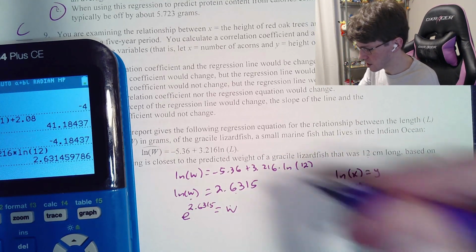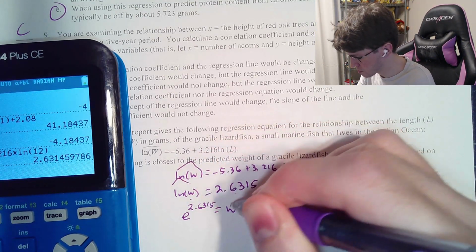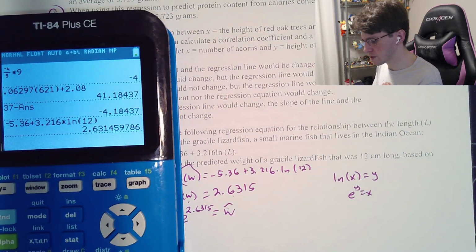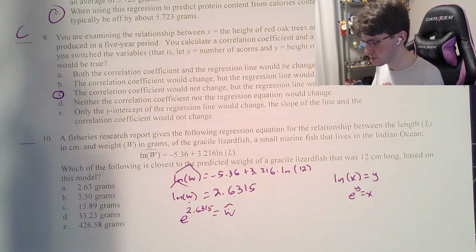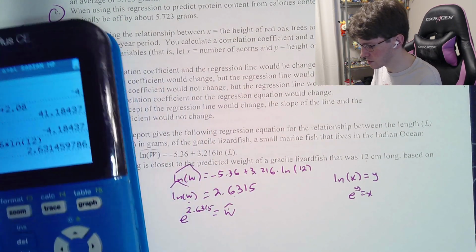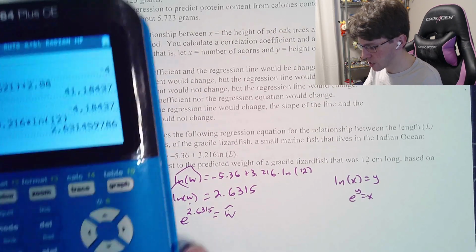Our predicted W here is going to be e to the 2.63. We'll need our calculator. It's about 3 to the third, so we're expecting something a little bit bigger than probably 13 is what it's going to end up being, is what I'm saying. Either way, let's actually do the work for it.